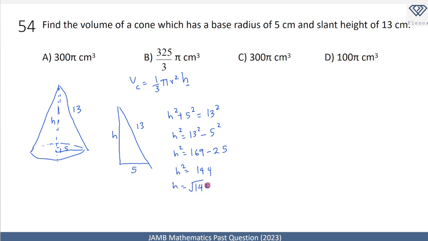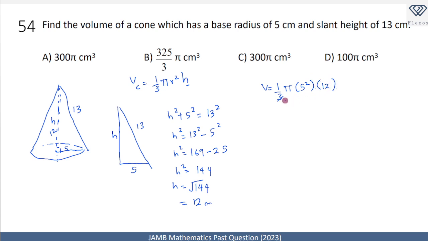The square root of 144 is equal to 12 centimeters. So I found the height, and the height is 12. So now we can find the volume. The volume is just going to be equal to 1/3 times pi times the radius, which is 5 squared, times the height, which is 12.